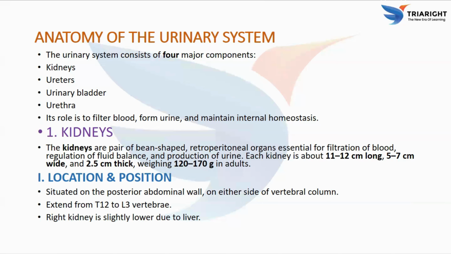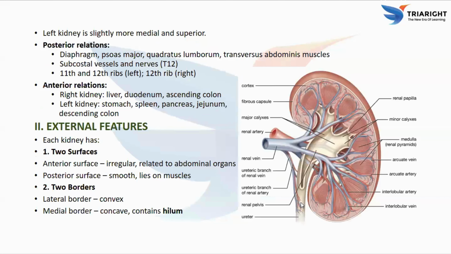Now, what are the protecting covers of the kidneys? Each kidney is protected by the renal capsule, perirenal fat, renal fascia and also the pararenal fat. The left kidney is slightly higher and more medial, which is closer to the midline. The right kidney is slightly lower because the liver pushes it down.